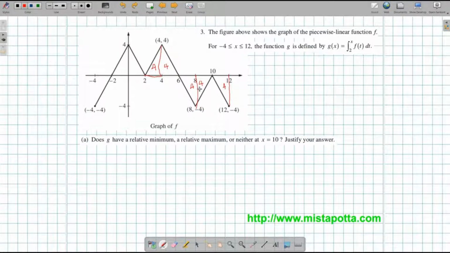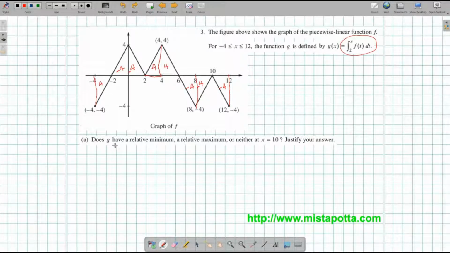The only thing I have to be careful of is that these values are actually going to subtract from the integral, because I'm moving backwards on the domain. So I could think of these as negative amounts as well. And similarly, I could think of this triangle as a positive amount because I'm subtracting a negative.